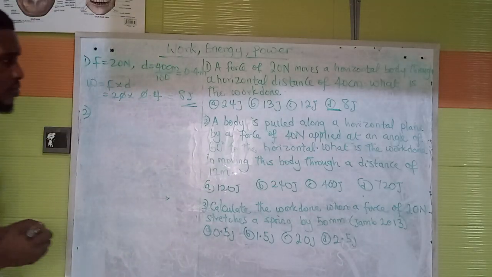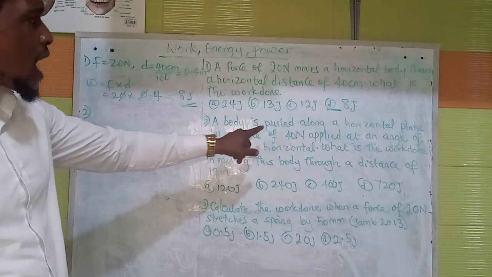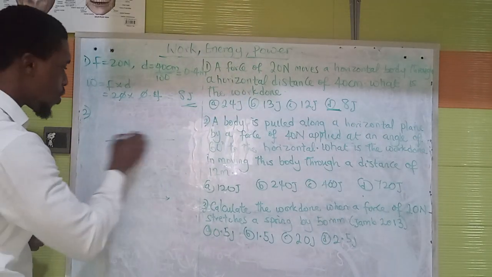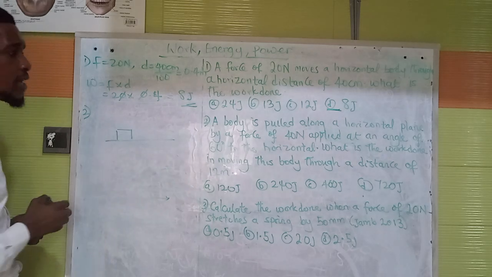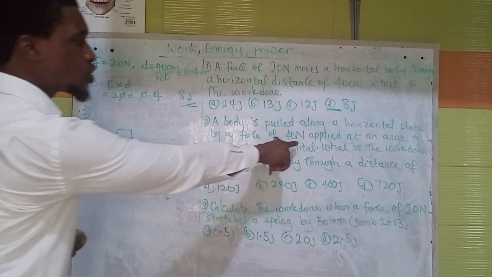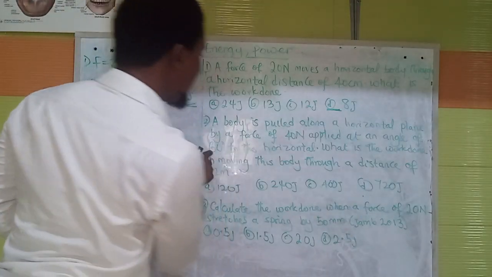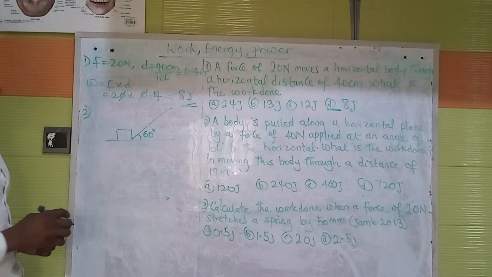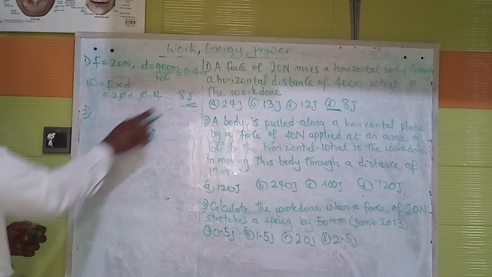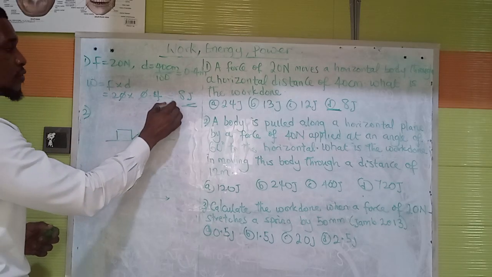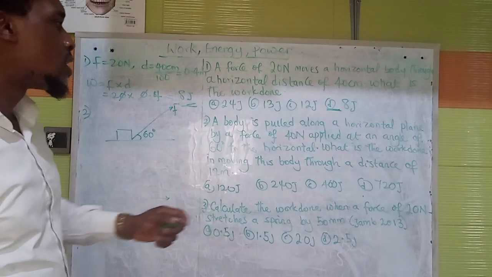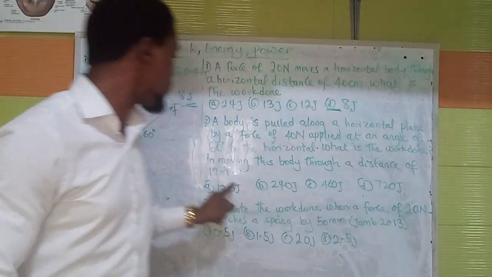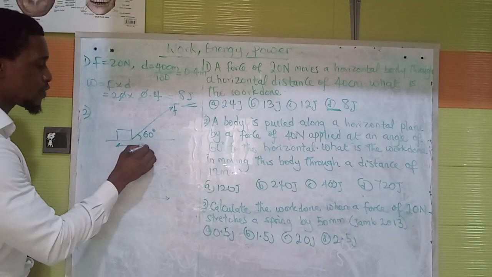Number 2. It says a body is pulled along a horizontal plane, so we have a body on a horizontal plane, by a force of 40 Newton applied at an angle of 60 degrees. Now the angle is at 60 degrees, so you see we have an angle of inclination here. This is the force applied. Now, they said what is the work done in moving this body through a distance of 12 meters. So the body moved a distance of 12 meters.